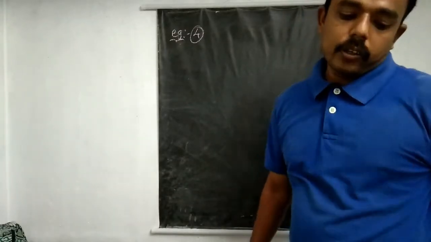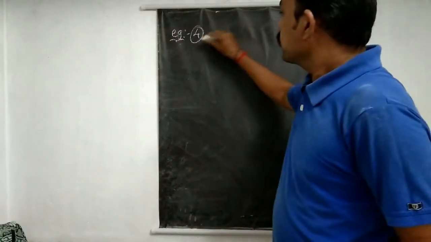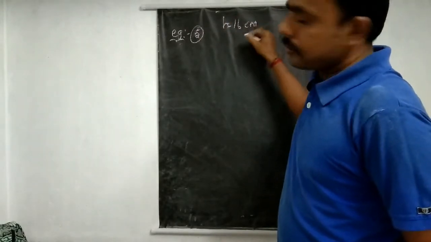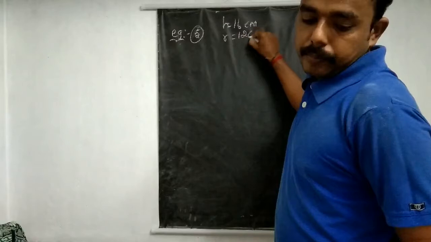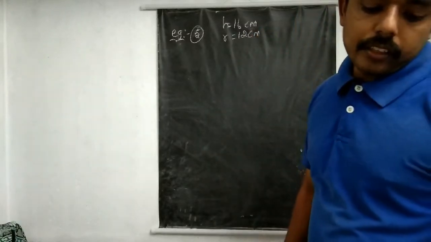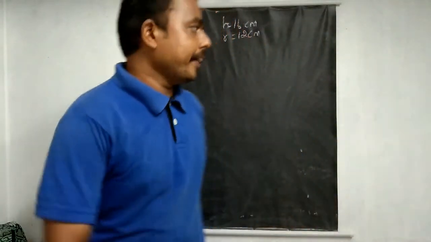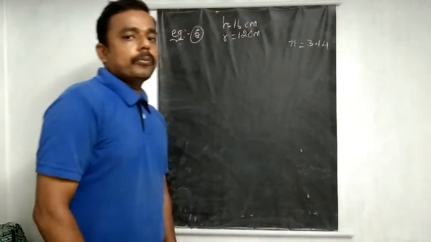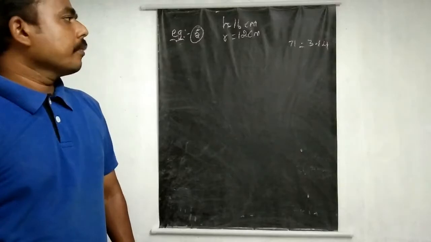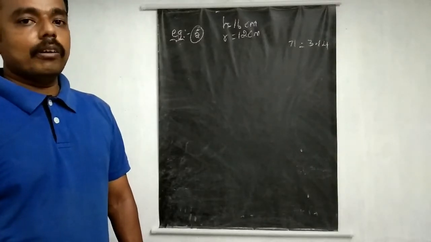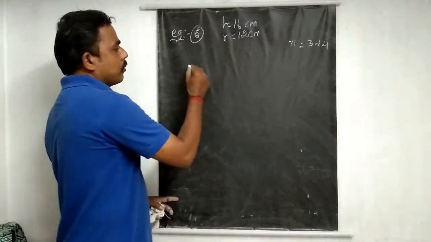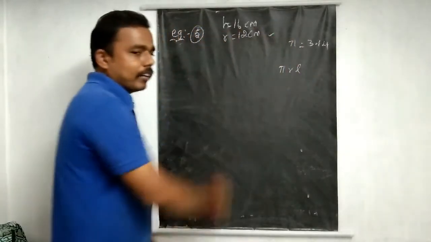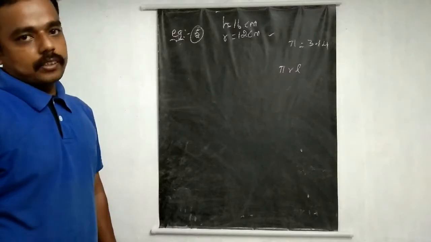And the next one, the height of the cone. Example 5. Height of the cone given 16 centimeter and the radius equal to 12 centimeter. Find the curved surface area and total surface area of the cone. Use pi equal to 3.14. So if pi value is given as 3.14, use pi equal to 3.14. Otherwise use 22 divided by 7. Now curved surface area is pi r L. So anyway we have r, but we need to find the L value. So for a cone we need L.